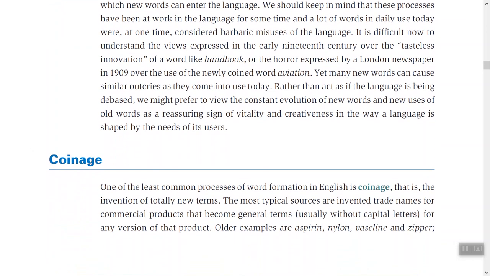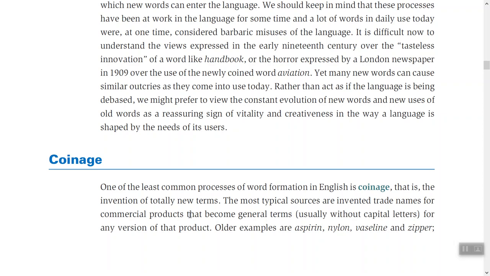We have another process, coinage. One of the least common processes of word formation in English is coinage. What is the definition? It means the invention of totally new terms. You know that language is changeable. It is not stable. Language is changing from time to time, from generation to generation. Some new terms appear and some fade away. Some come with a new connotation, new meanings. So language is flexible, not stable, dynamic.